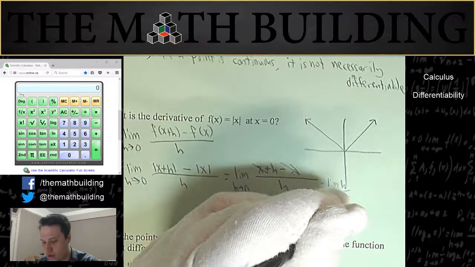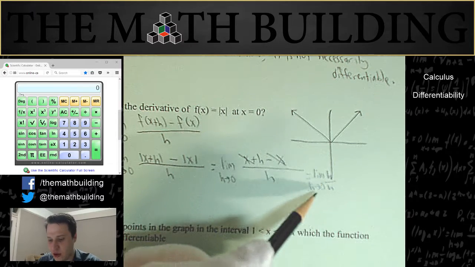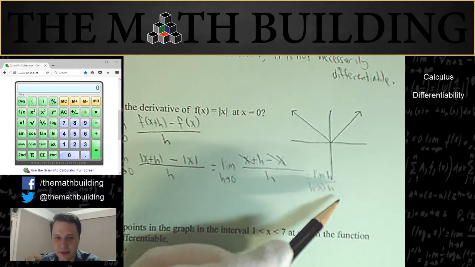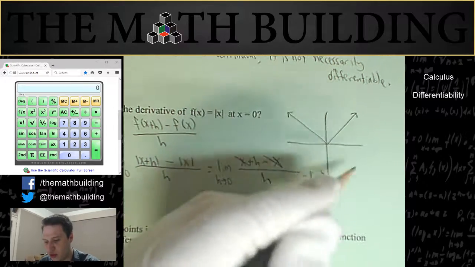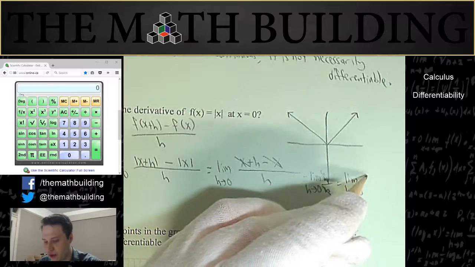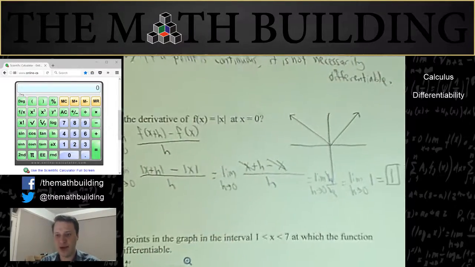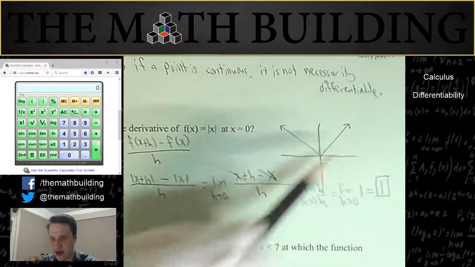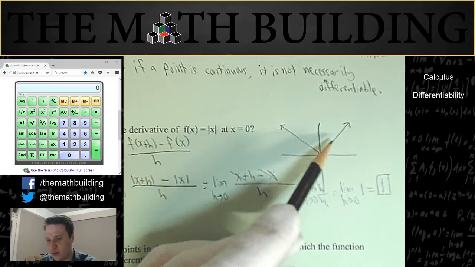of h over h. Okay, sorry, I'm kind of into my graph here. Don't take the limit yet, because then we'd have 0 divided by 0, so that's no good. Instead, we can cancel these, h and h. So we get the limit as h approaches 0 of 1, which just equals 1. So if x is positive, if we're on this side of the absolute value equation, the derivative is 1.